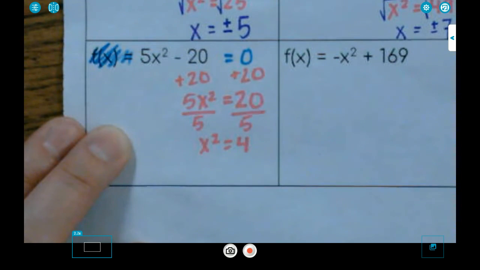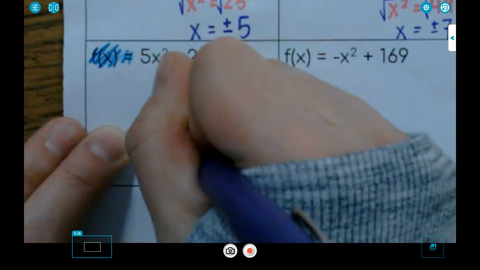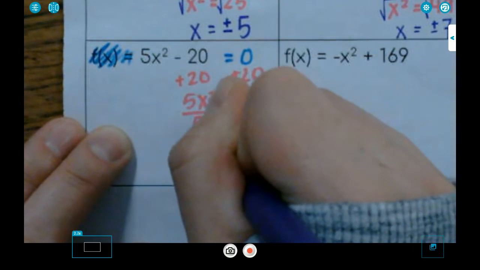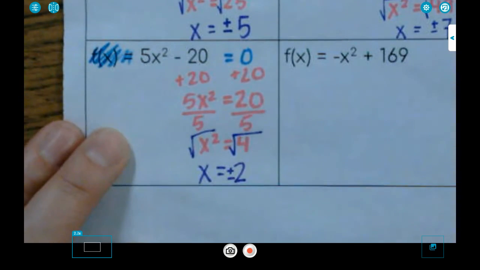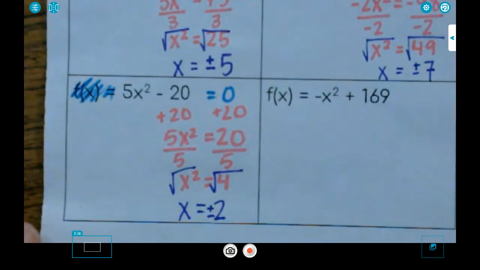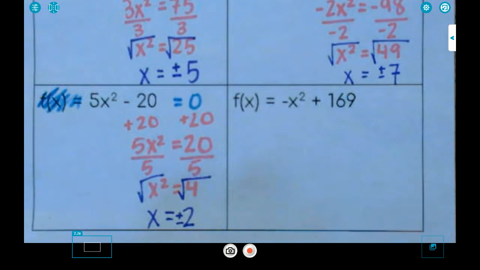And square root both sides. What number times itself equals 4? 2. Plus or minus 2. I almost forgot my plus or minus. So you get x equals plus or minus 2. Any questions about that one? No. Okay. We've got one more problem.